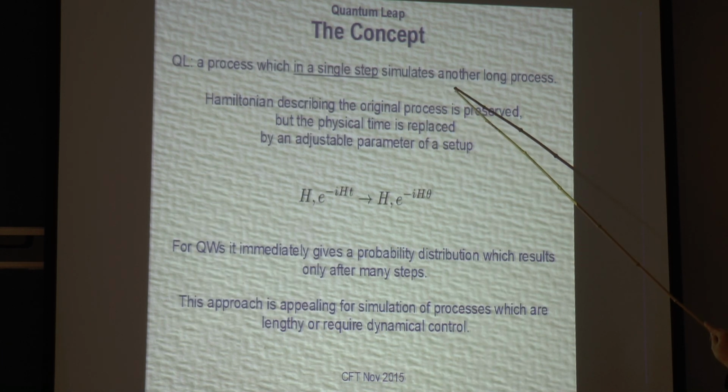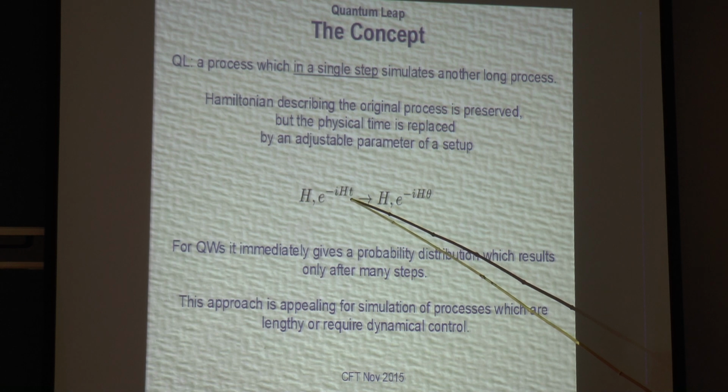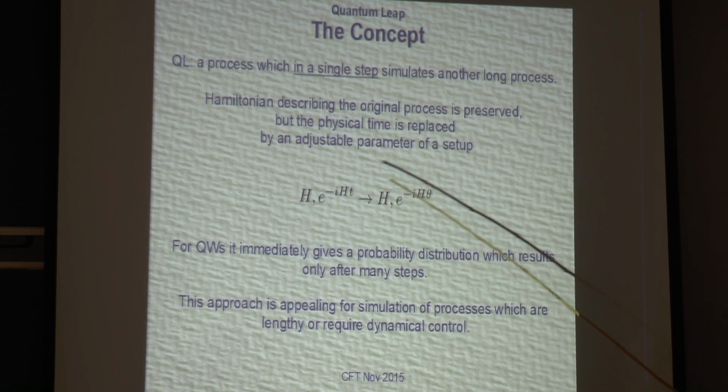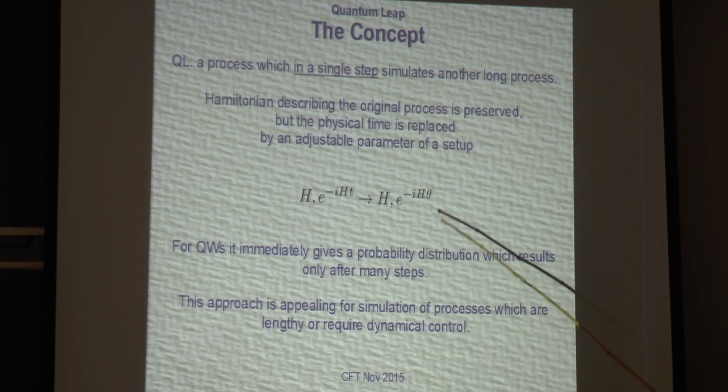Thus, quantum leap is a process which in a single step simulates another long process. The idea is that the original Hamiltonian of the process is preserved, only the evolution takes place not in the physical time, but along a parameter, an adjustable parameter of a setup. In this way, for quantum walks, quantum leap will immediately give a probability distribution which would be obtained only after long evolution. And this is an appealing approach for simulation of processes which require long evolution or involve dynamic control, because then dynamics can be performed within the space of parameters.